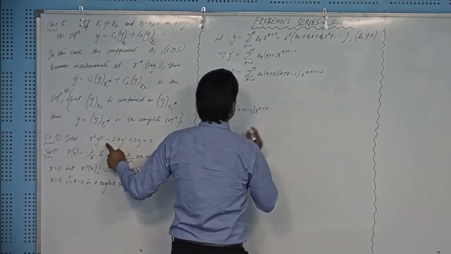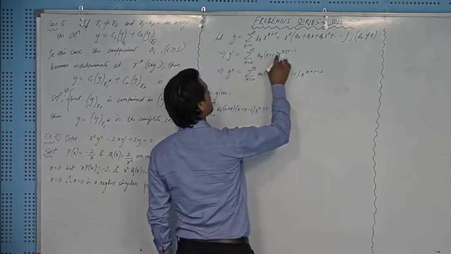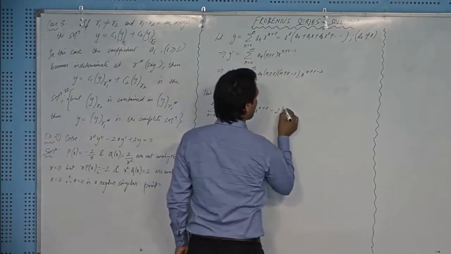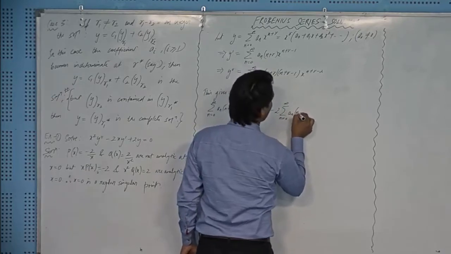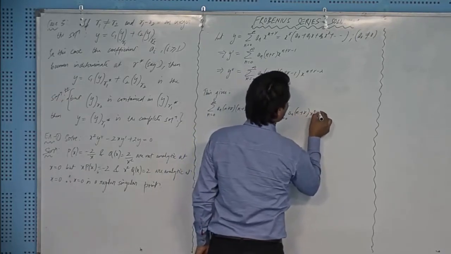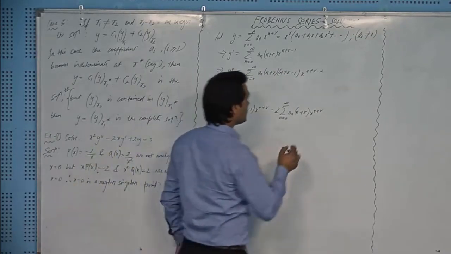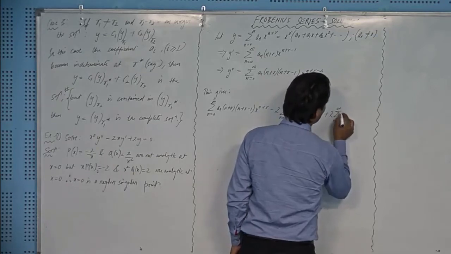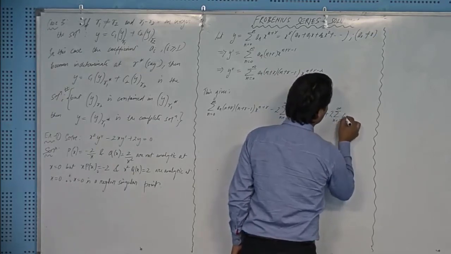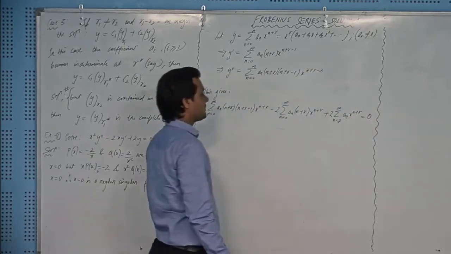And the second term is minus 2 times x multiplied by y dash. If you multiply this by x, this will become summation n equal to 0 to infinity a n n plus r x to the power n plus r, right? And the last term is twice of y, so that will produce 2 times summation n equal to 0 to infinity a n x to the power n plus r equal to 0, right?